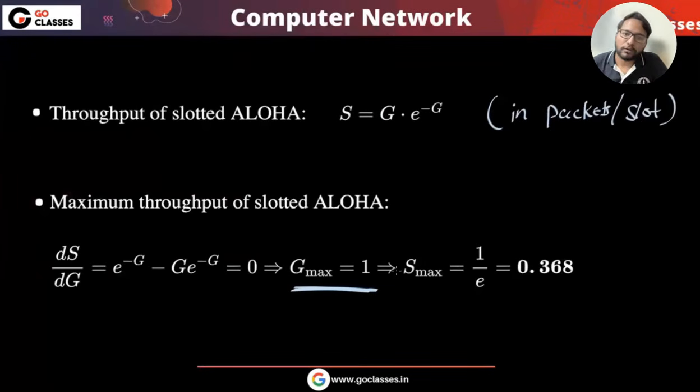So why is throughput not 1 here? If the system is generating just 1 frame per slot, then why are we not always able to successfully send it?